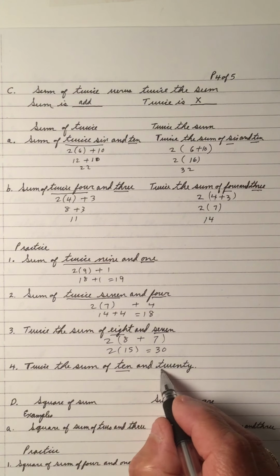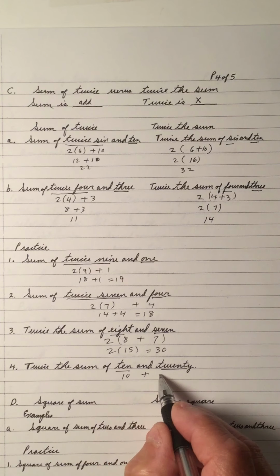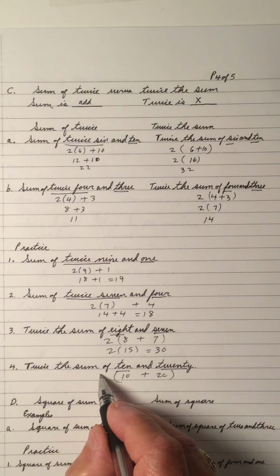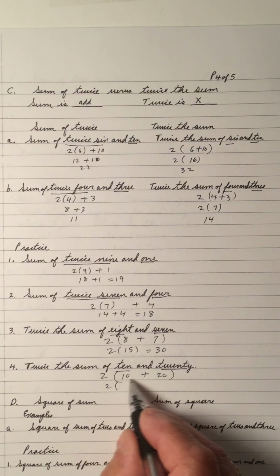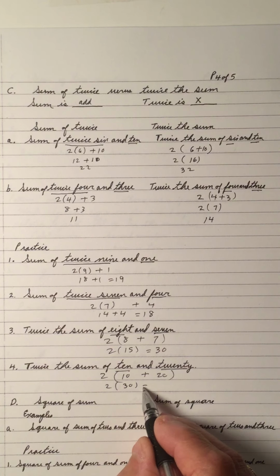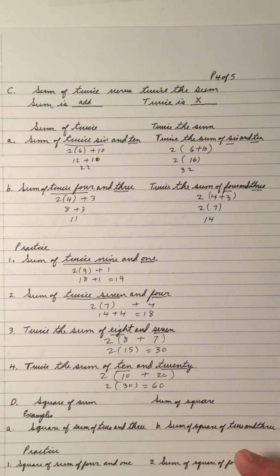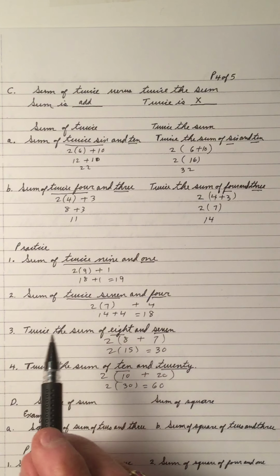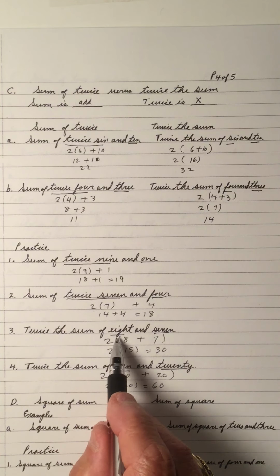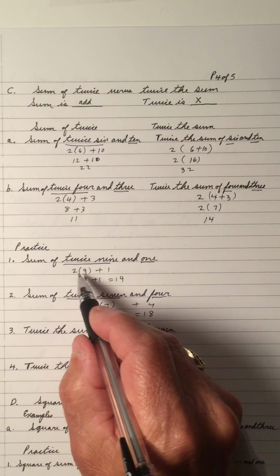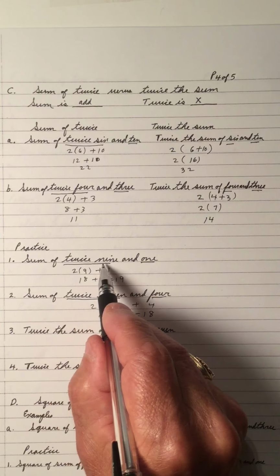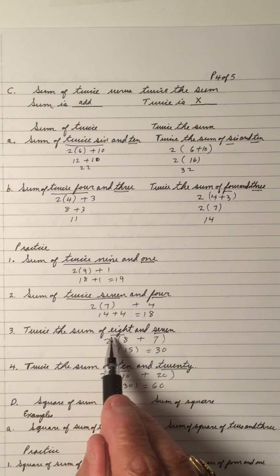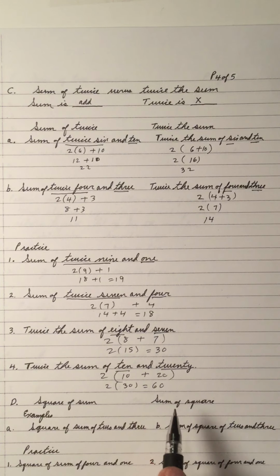And number 4, twice the sum. So it's 10 and 20 we've got to do the sum of. And this is twice that sum. So here we are adding, then multiplying it by 2. So that's, do the brackets first, is 30. So that gives me a 60. Note, the sum of twice 9 and 1 is different than twice the sum of 8 and 7. Again, notice here you're multiplying the 9 by 2 and then adding on the 1. And down here you're adding them up first and then multiplying by 2.